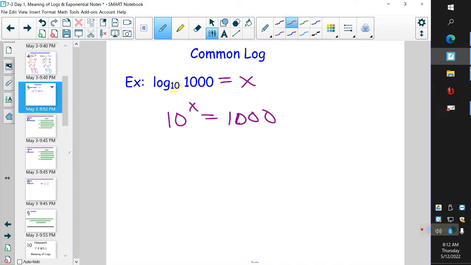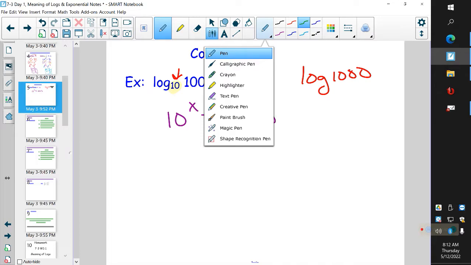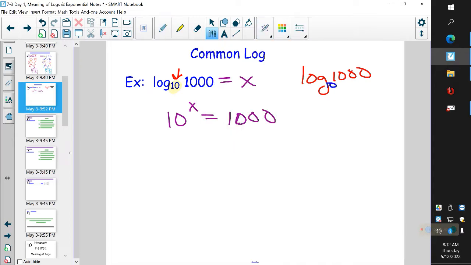Now, a common log says that I don't technically need to write the base of 10. So if you see just a log of 1,000, that is understood to have that lovely little base of 10. That base of 10 is not needed to be written. It is understood to be there. And as we all know, it can go away. Okay? So if you see log of 1,000, that is the same thing as log base 10.